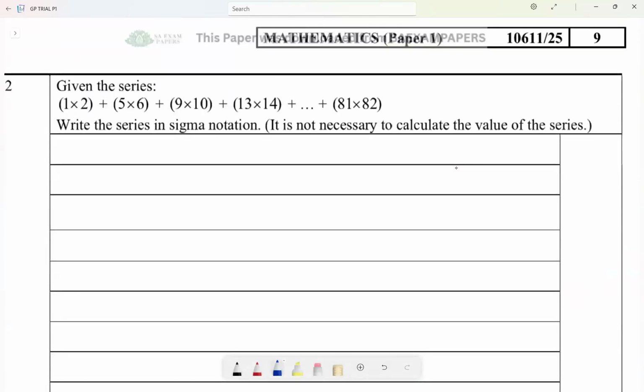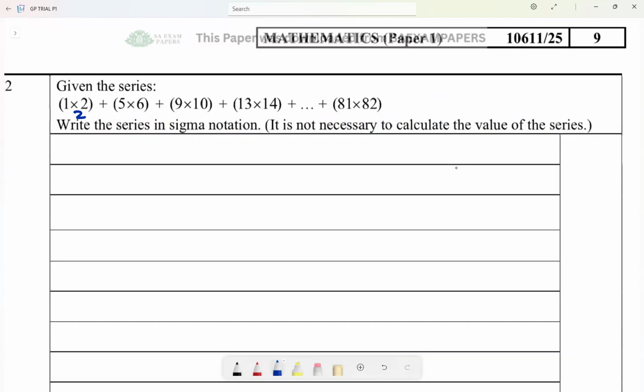And then 3.2 says now, given the series, this 1 times 2 plus 5 times that, all the way to this part. They say write the series in sigma notation. And then inside the bracket, there is a caution that it is not necessary to calculate the value of the series. Very, very important. Now let's try to see if it forms a pattern.